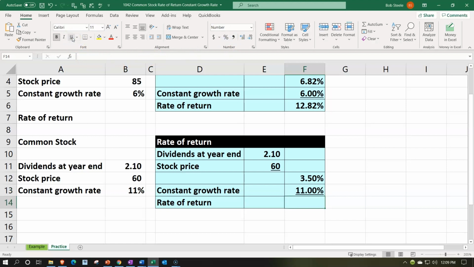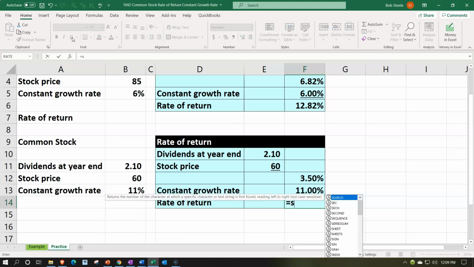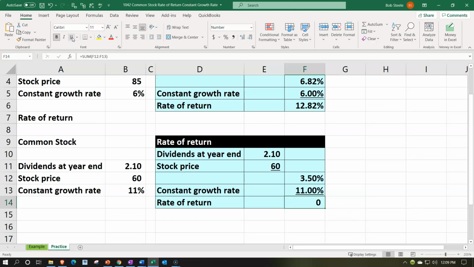Let's use the trusty sum function this time, equals SUM, shift 9, and pick those up. Then go to the number group, make that a percent, adding a couple decimals, so we're talking 14.5% in our estimated rate of return or required rate of return calculations.